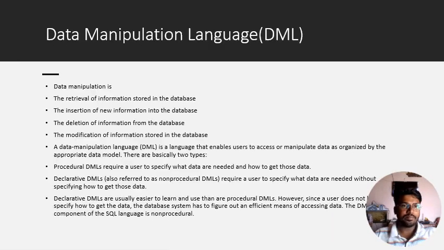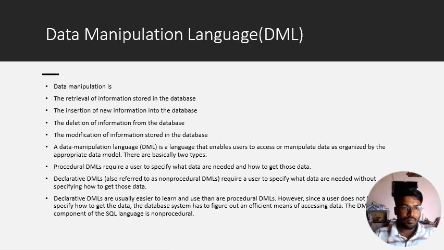Moving on to the next slide, data manipulation language. It is also called DML. Data manipulation is the retrieval of information stored in the database, the insertion of new information into the database, the deletion of information from the database, and the modification of information stored in the database. A data manipulation language is a language that enables users to access or manipulate data as organized by the appropriate data model. There are basically two types.